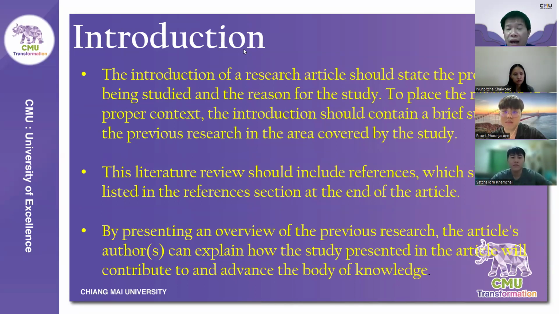Okay, because we have the background, it looks like a building block from previous research. The literature review should include references, and they should be listed in the reference section. It depends on the style. Sometimes they use APA 7, Vancouver, or the Harvard system. It depends on the publisher or on the journal. By presenting an overview of previous research, the article's authors explain the study and how the present article will contribute to knowledge.